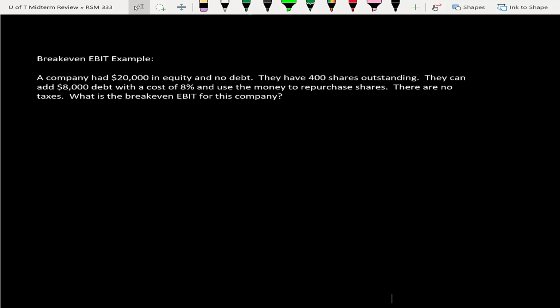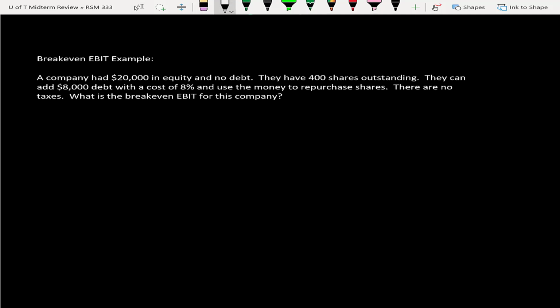So here's a scenario where the company has $20,000 in equity and no debt. They have 400 shares outstanding in this scenario. They can add $8,000 of debt with a cost of 8%, use the money to repurchase shares. So they're not increasing the value, they're just refinancing the company. There's no taxes. What's the break-even EBIT for the company?